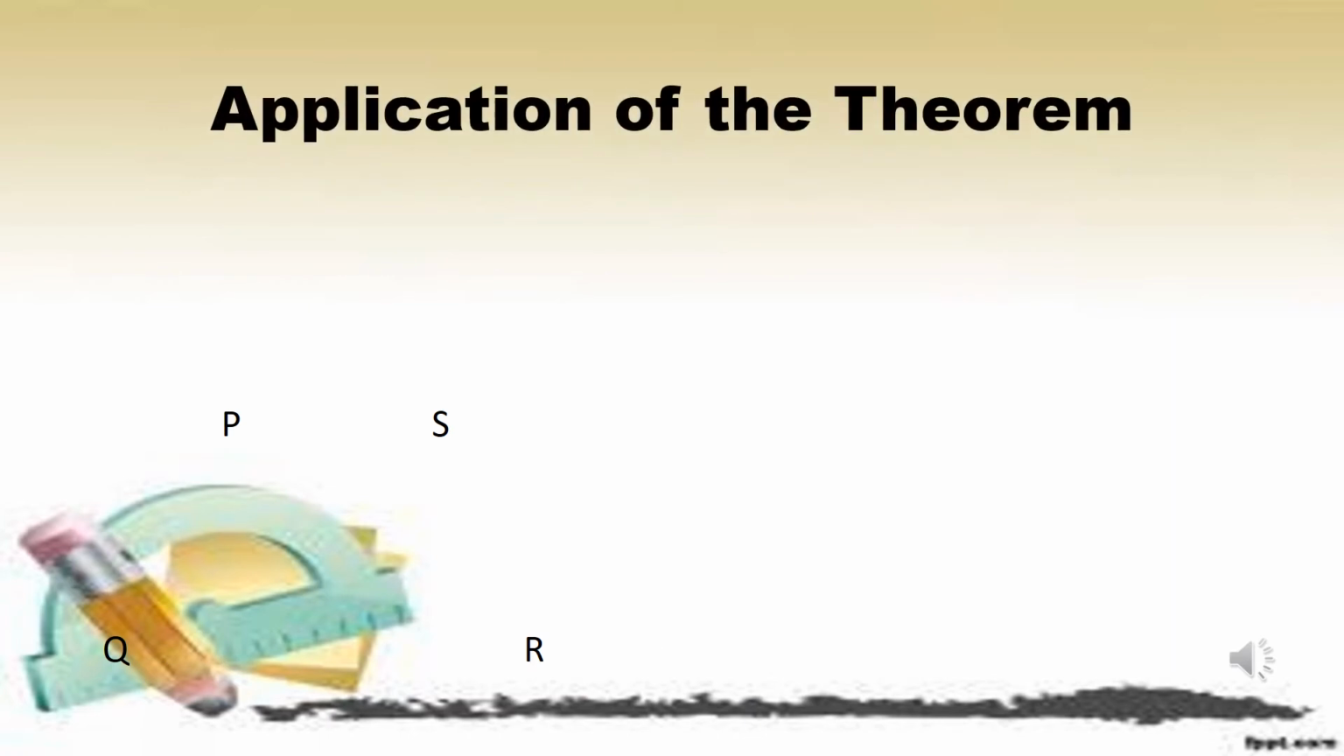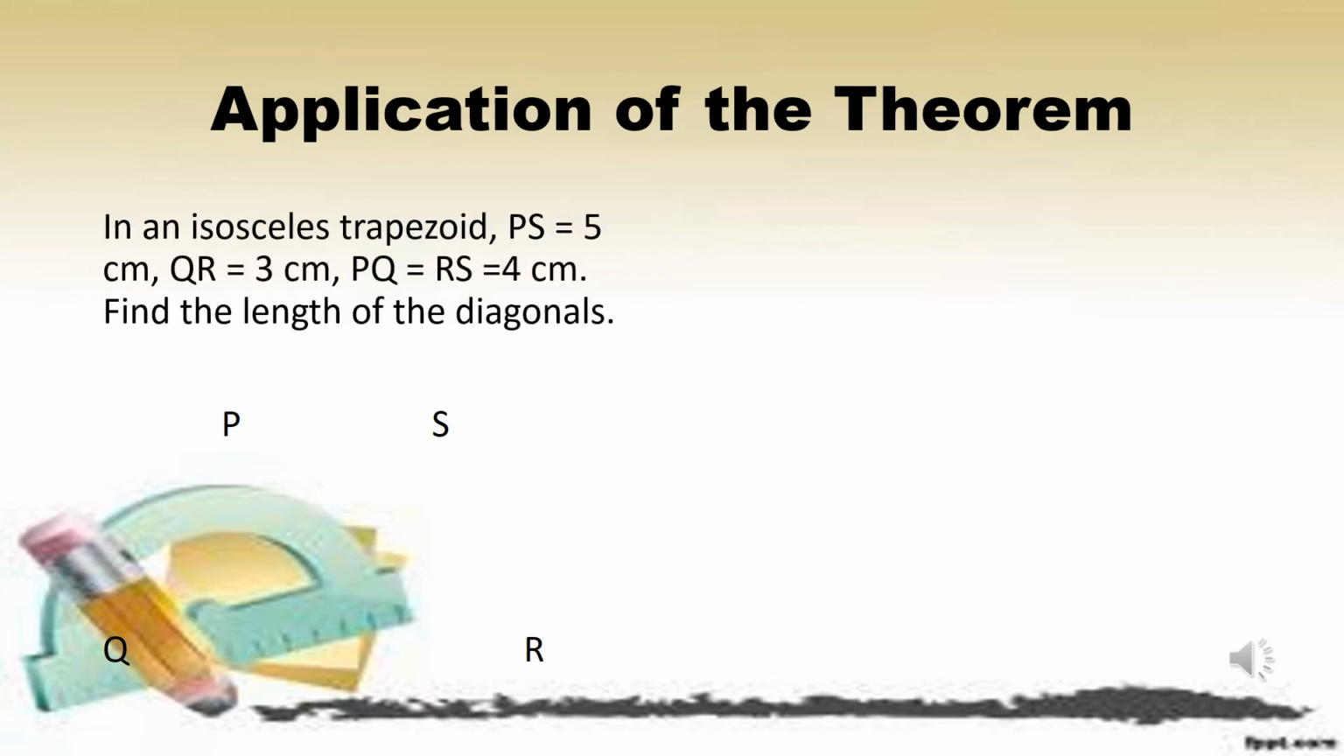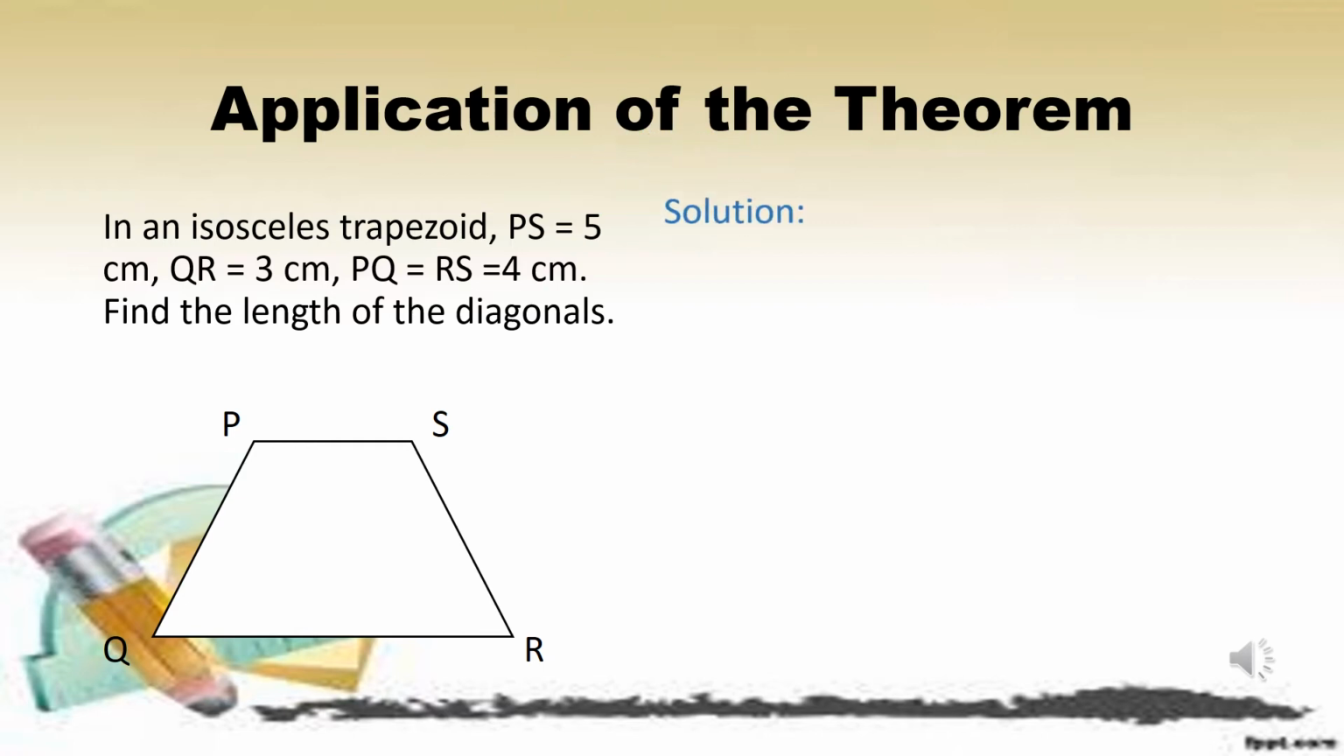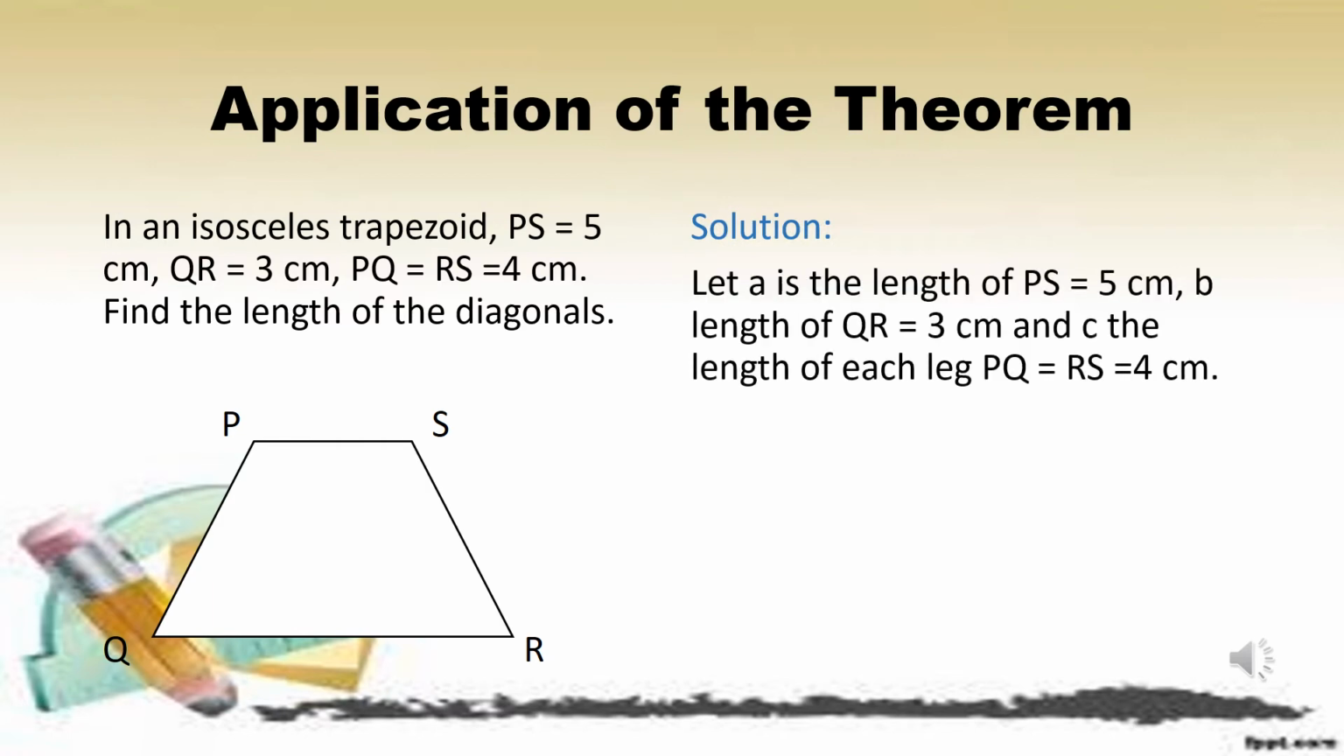Now let's go to the application of the theorem. In an isosceles trapezoid, PS is equal to 5 cm, QR is equal to 3 cm, PQ is equal to RS, which is 4 cm. Find the length of the diagonals. Solution. Let A be the length of PS equal to 5 cm, and B be the length of QR, which is 3 cm, and C the length of each leg PQ and RS, which is also 4 cm.